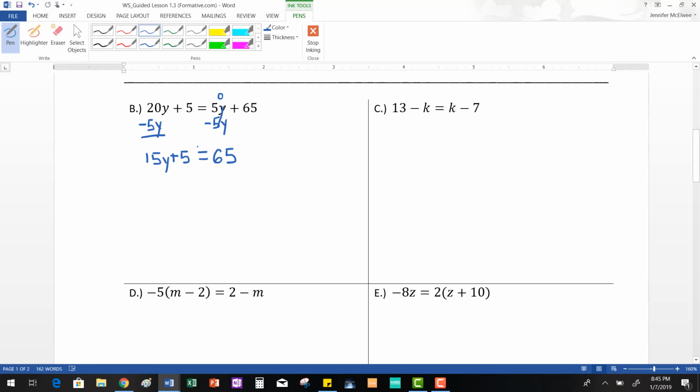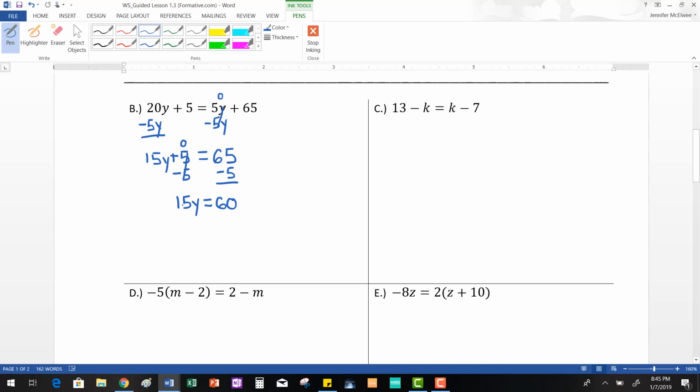From here, this equation should start looking more familiar. You've solved two-step equations that look like this in the past, so we should be right back into where you're more comfortable working. So I need to move this 5 over with the 65. There's an addition here, so I'm going to subtract 5 from both sides. 5 minus 5 is 0, so I'm left with 15y on the left-hand side. On the right, 65 minus 5 is equal to 60.